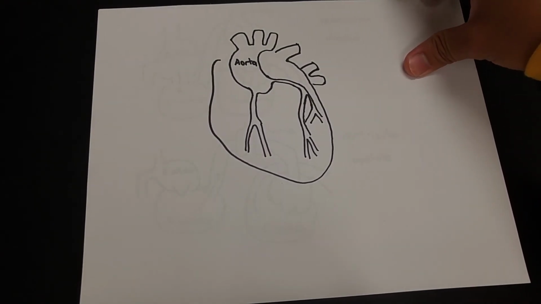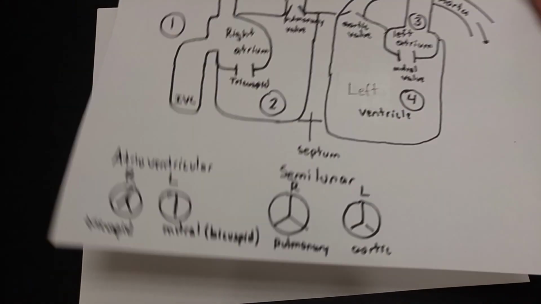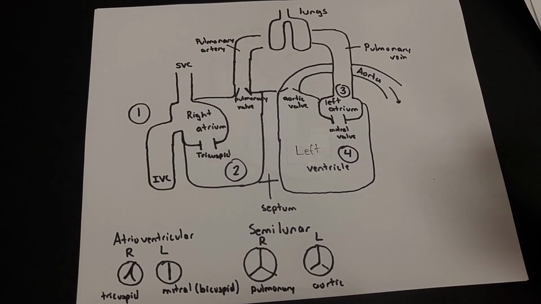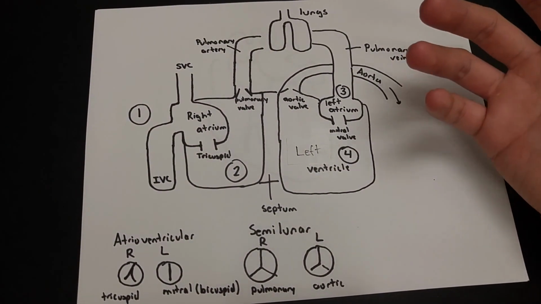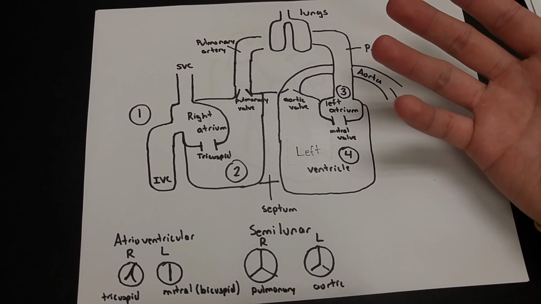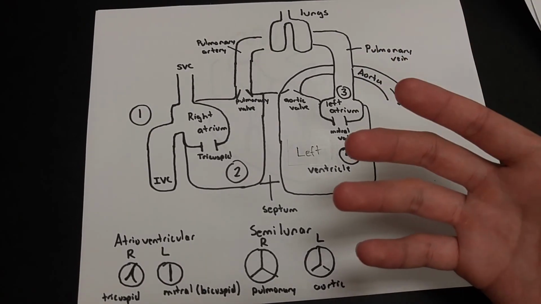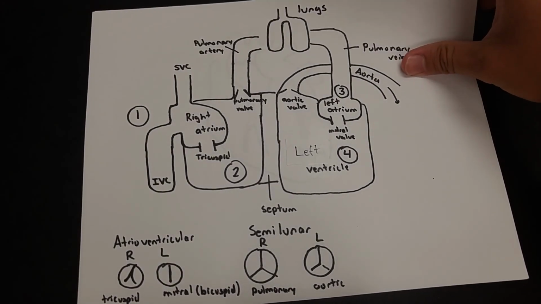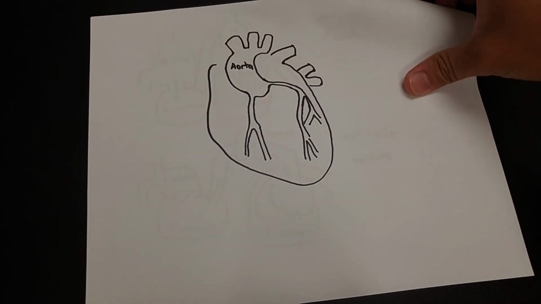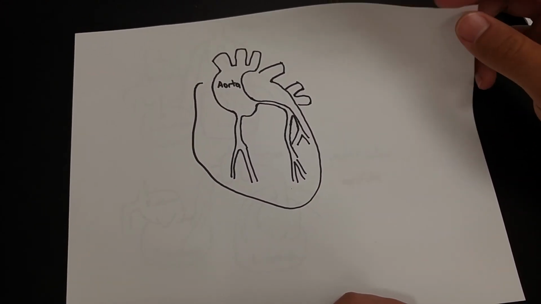Now let's go on to the cardiac cycle. In a normal, non-diseased person, first the two atria contract together, and then the ventricles contract together as well. There are two parts to the cardiac cycle, and that's diastole and systole.